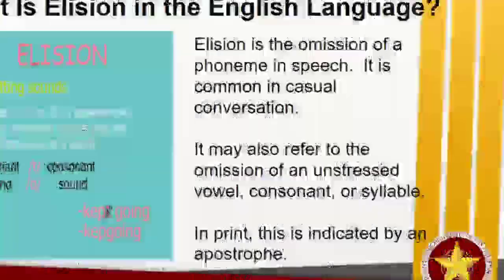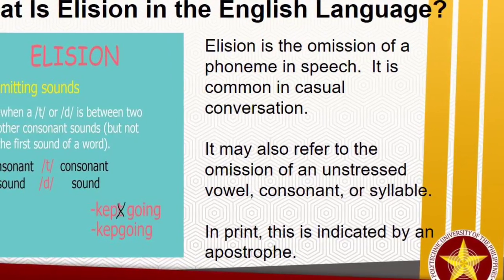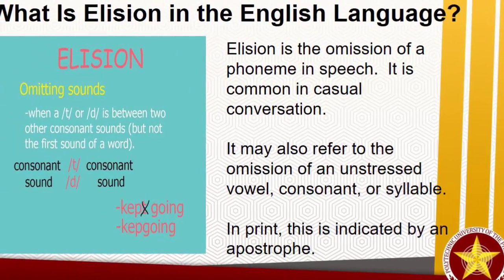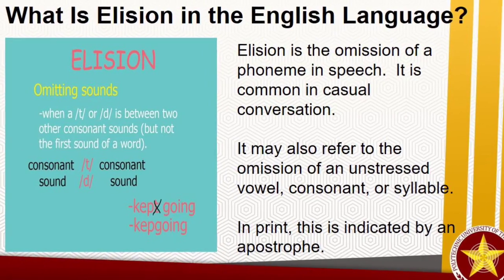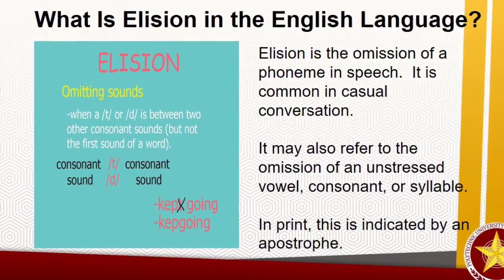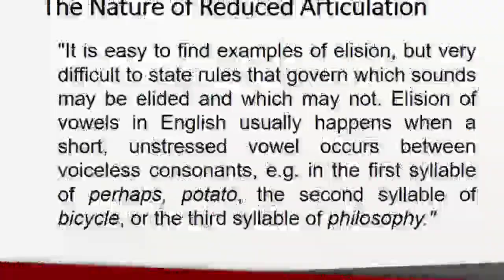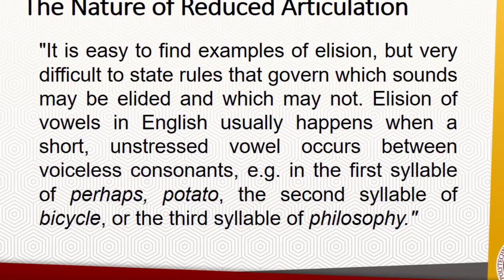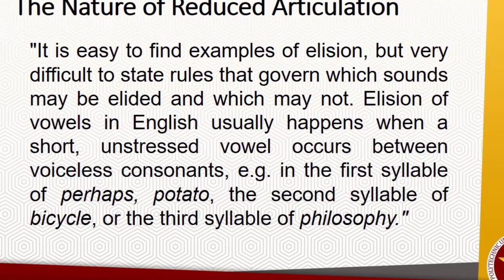Elision is the omission of a phoneme in speech. It is common in casual conversation. It may also refer to the omission of an unstressed vowel, consonant, or syllable. In print, this is indicated by an apostrophe. It is easy to find examples of elision, but very difficult to state rules that govern which sounds may be elided and which may not.